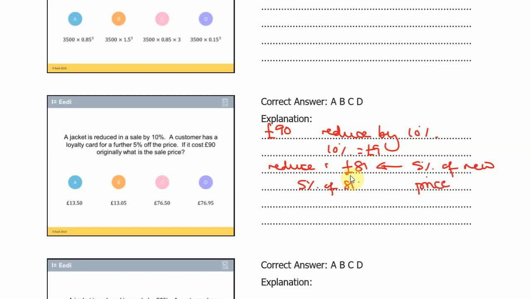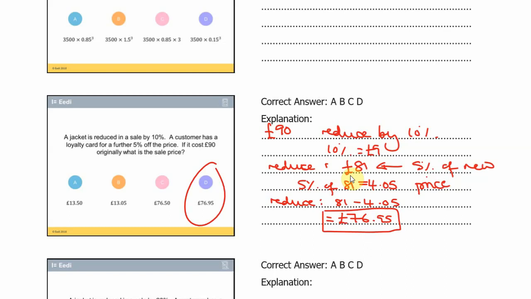That is going to be £4.05. So when I reduce this, I'm going to do 81, take away £4.05, and I'm going to get £76.95.